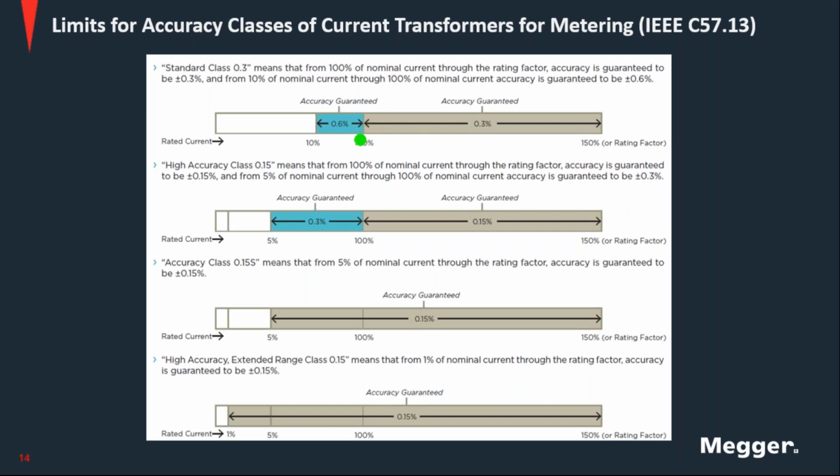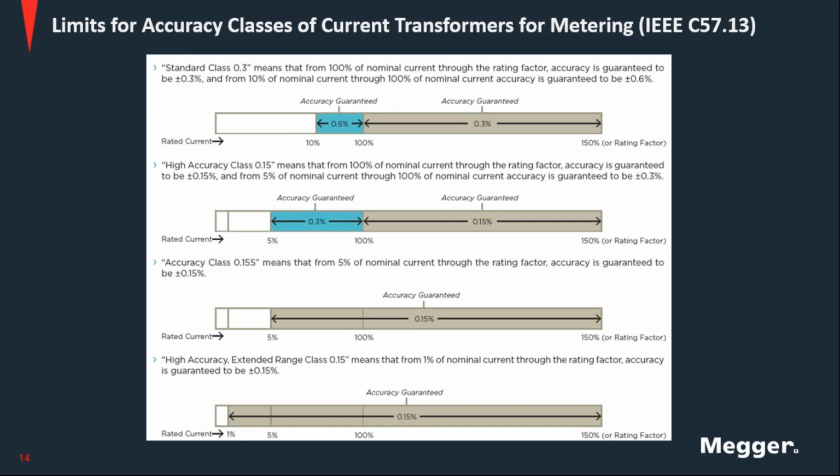And this only happens down to 10% of the voltage or the load. In this case, for current transformers, so the load. If the load goes lower than this, the accuracy is not guaranteed. So the CT is not going to perform well under those conditions.